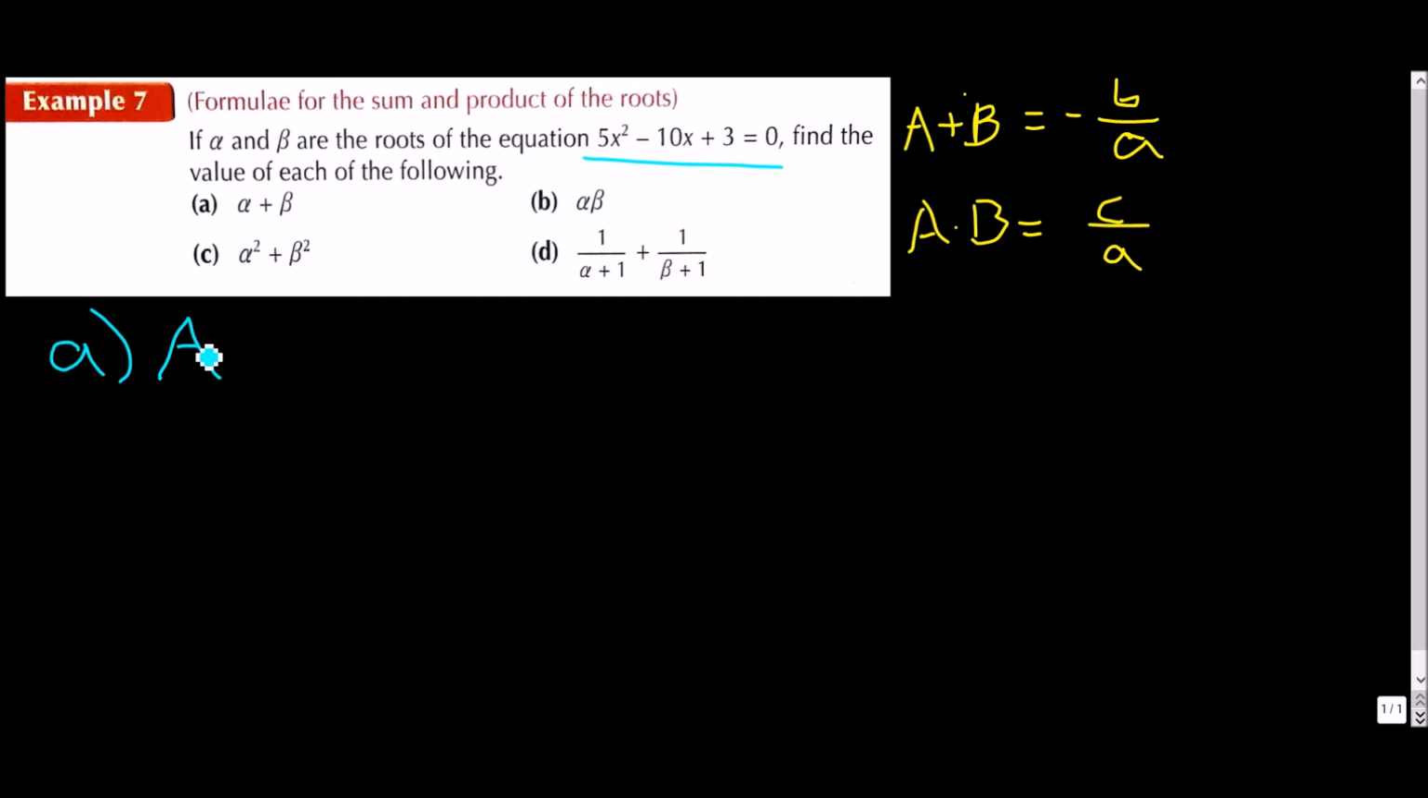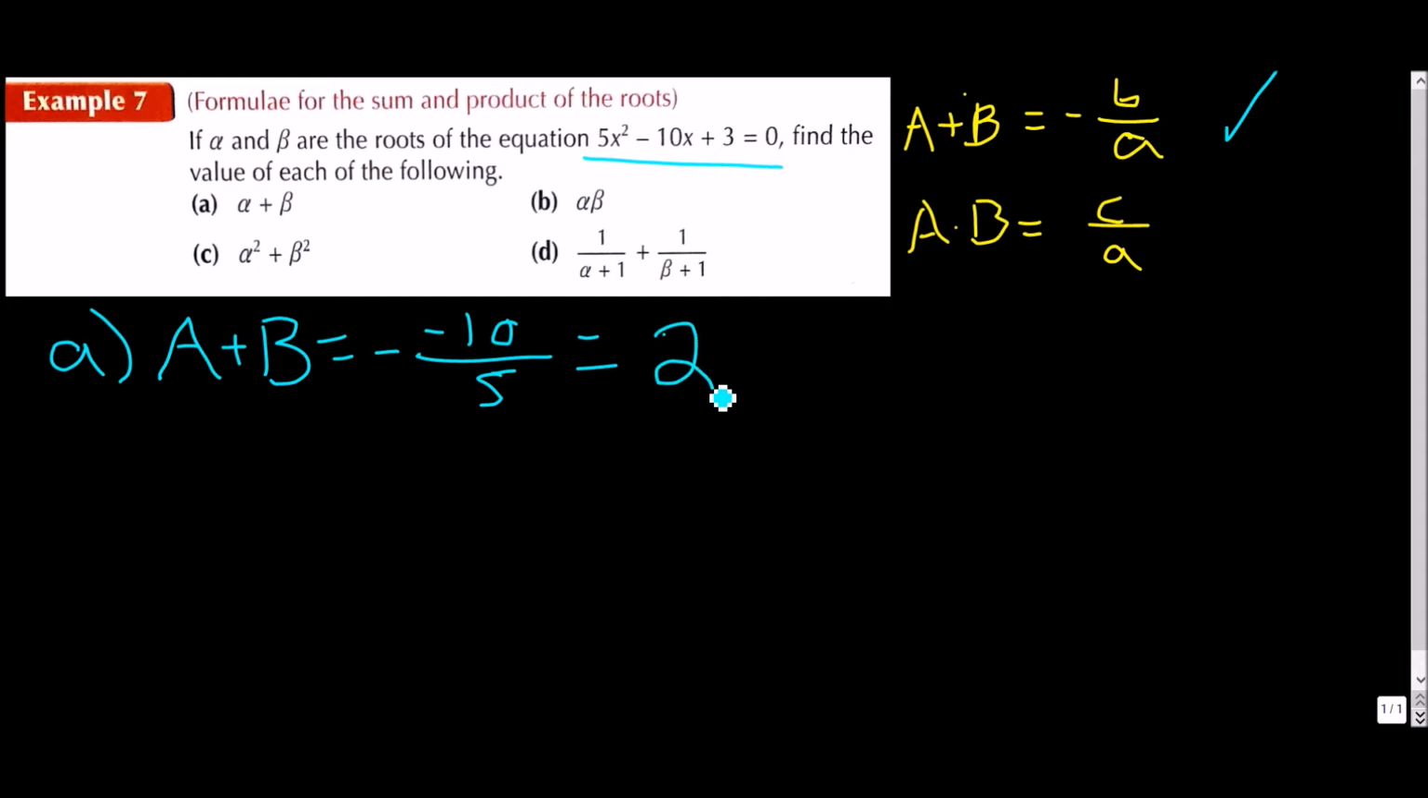Well, alpha plus beta is going to be the negative b over a. So we want to figure out what these terms are. If we look at our equation, b is going to be represented by negative 10. So we do negative 10 divided by a, which is 5. So negative 10 over 5 is going to be 2.